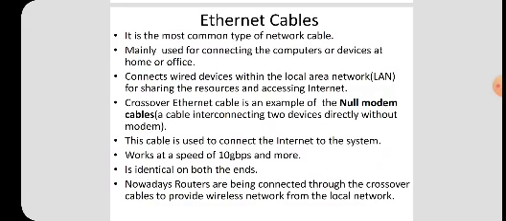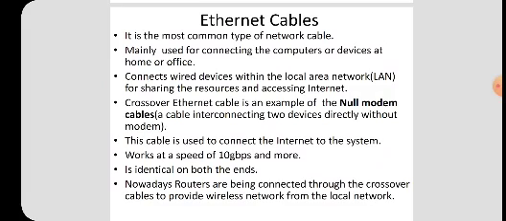So Ethernet is the most important type of network cable, mainly used for connecting computers or devices at home or office. This cable connects wired devices within the local area network for sharing resources and accessing the internet. A crossover Ethernet cable is an example of a null modem cable. What we have already seen: what is a null modem cable? A cable interconnecting two devices directly without a modem.